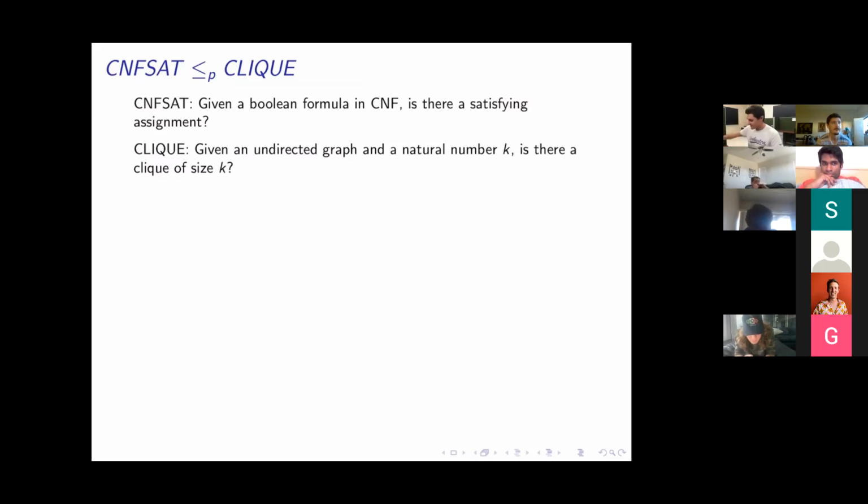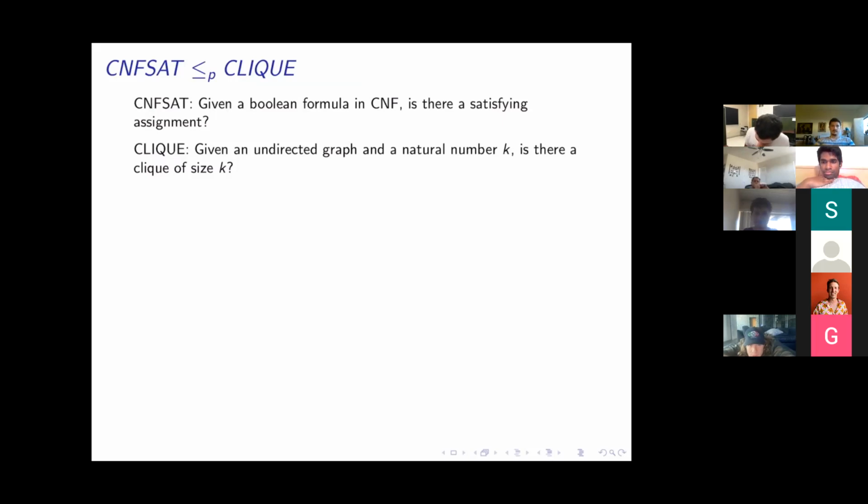So to prove CNF-SAT is reducible to Clique, what I need to do is take a logical formula in conjunctive normal form, and produce for you an undirected graph and a natural number k, such that if there's a satisfying assignment to the Boolean formula, then the graph has a clique of size k. I probably should have explicitly said what the clique problem is: given an undirected graph and a number, is there a clique of that size? A clique just means a collection of vertices where there's an edge between any two of the vertices in that set.